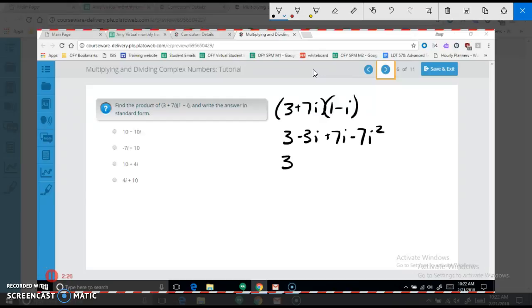So we know nothing can be combined with the 3 yet. -3i plus 7i is plus 4i. And then we have -7i squared. This i squared is really -1. So we got -7 times -1. So we get 3 plus 4i plus 7. And now the 3 and the 7 are like terms. So we get 10 plus 4i, which is right there.